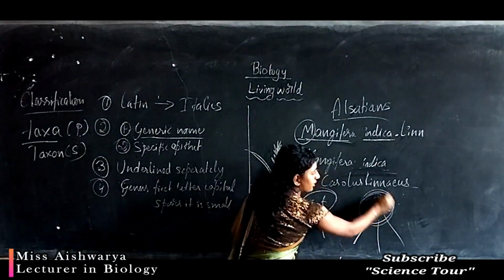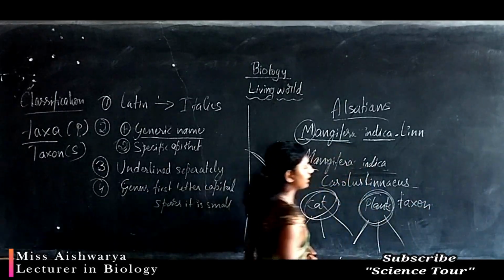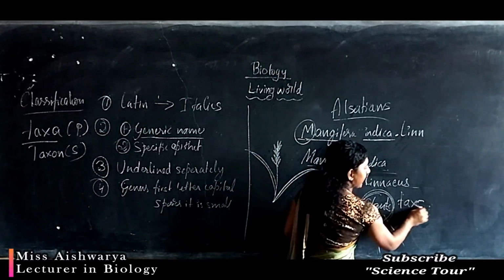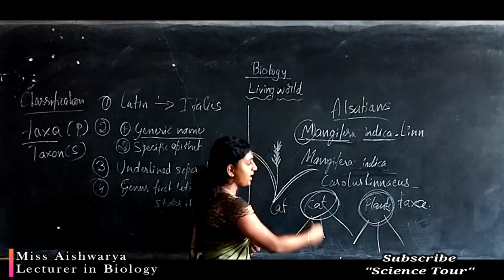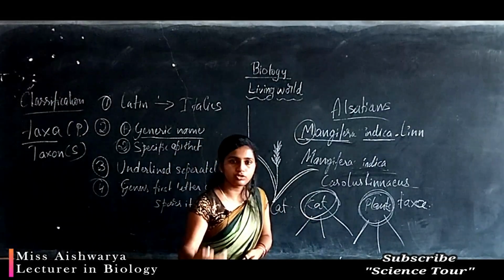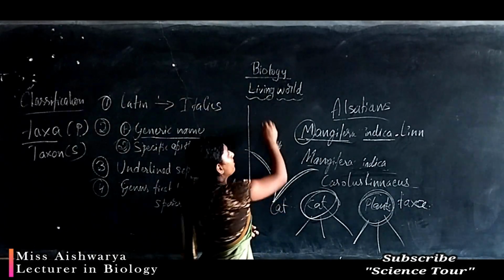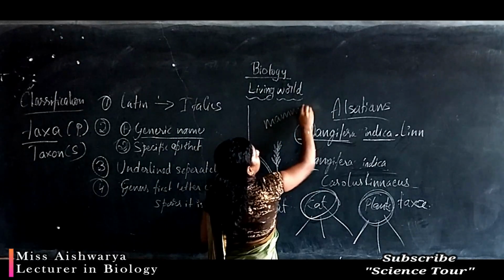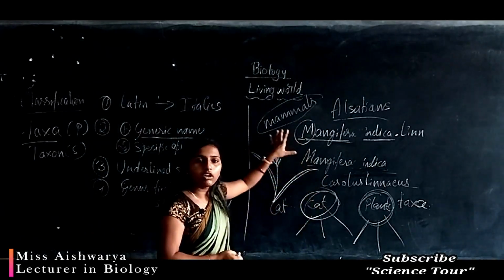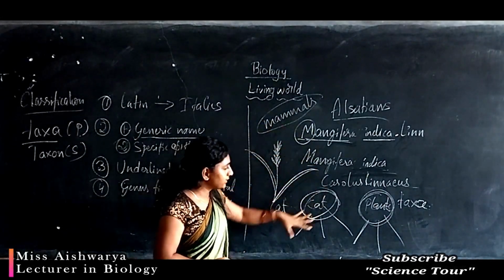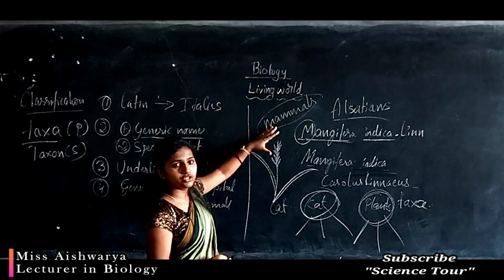Each category we'll call a taxon or taxa. Plant is one taxa, cat is one taxa, and dog is also one taxa. If you take mammals, all these animals come under the group mammals, which is also a taxa. So if you consider cat, it comes under the taxa mammalia.